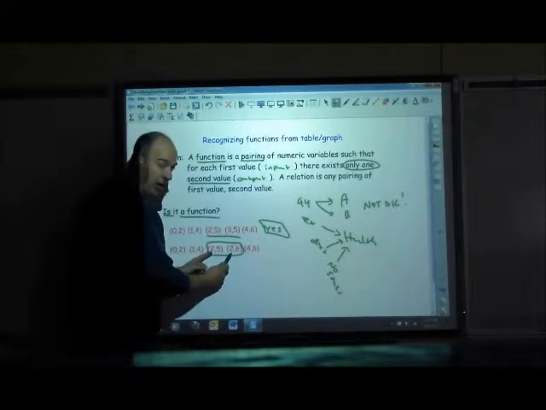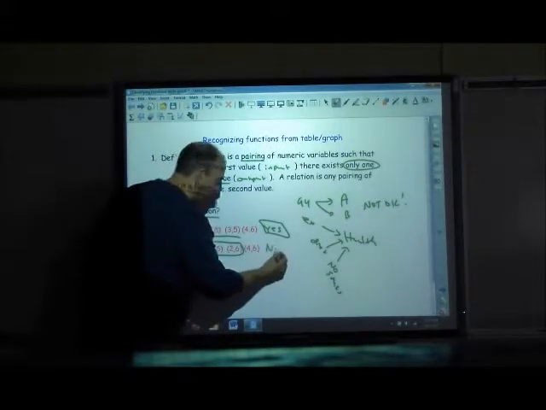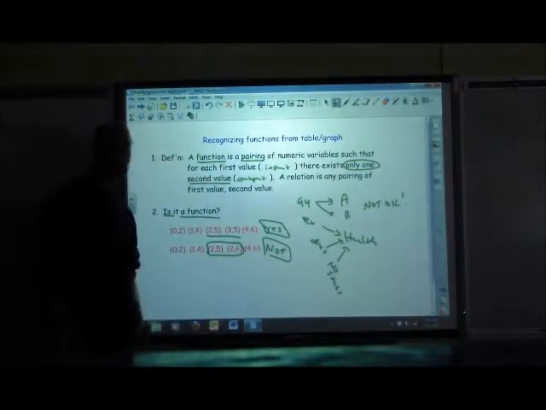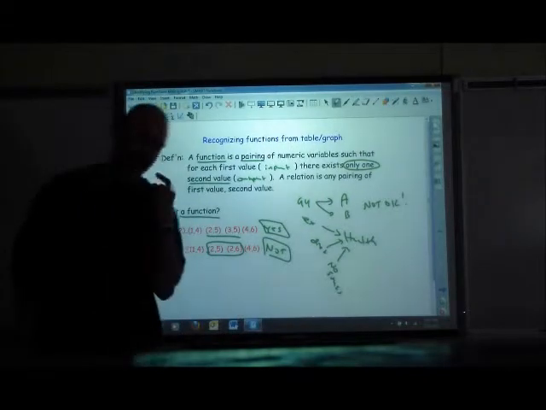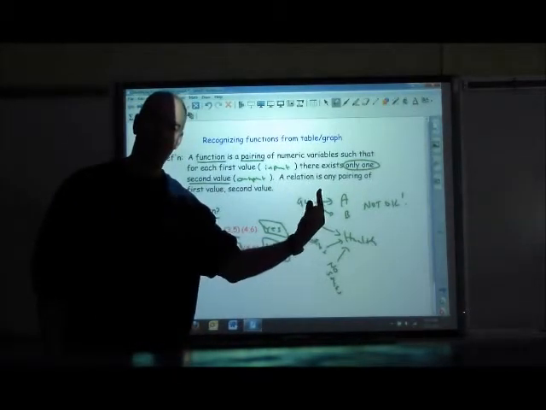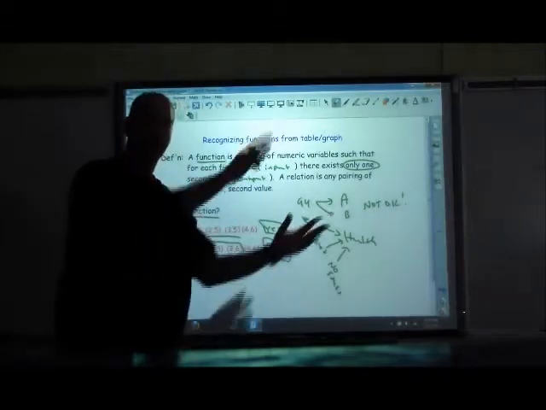So this is wrong right here, not a function. You want to look for it. If it has an input, it can only have one output. You cannot have one input having multiple outputs.